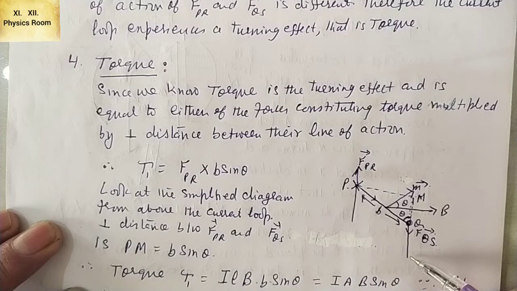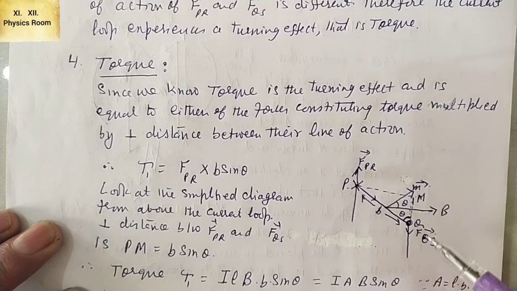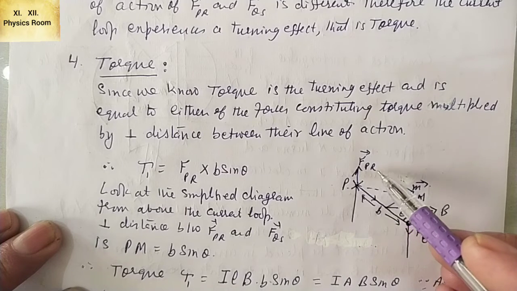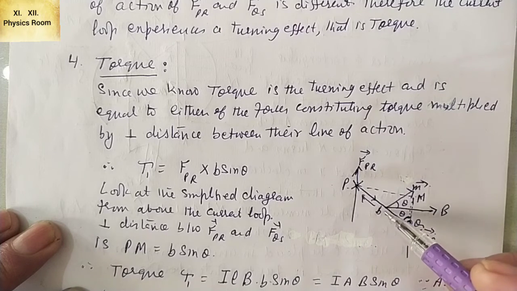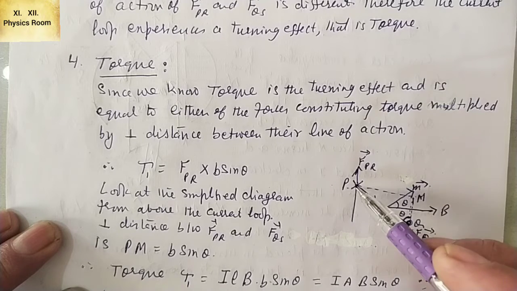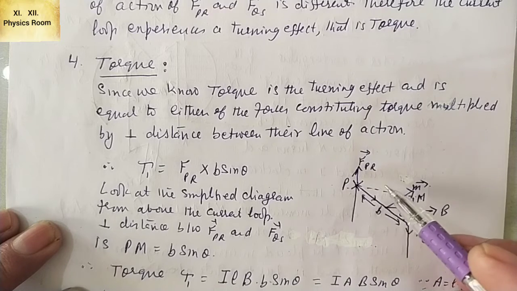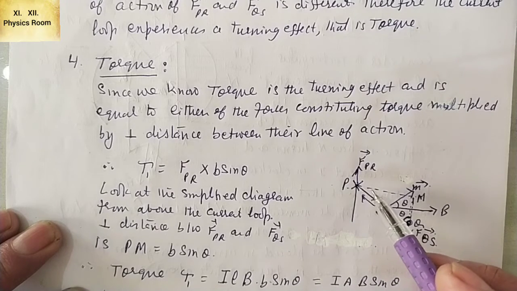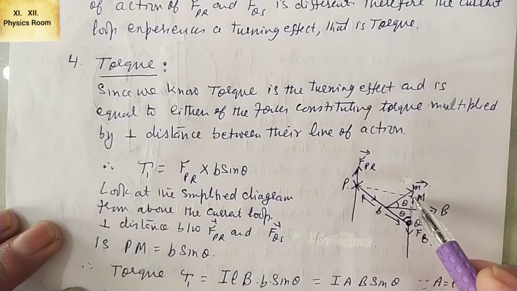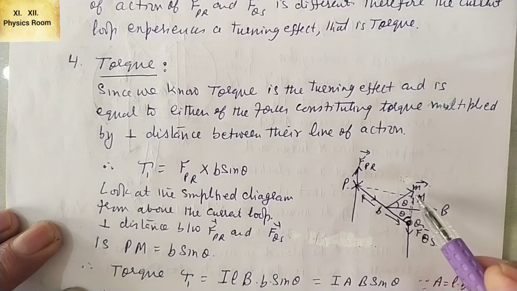Therefore torque will be equal to either of the forces, either you take F_PR or you take F_QS. We take F_PR into the perpendicular distance between the line of action of the two forces. The perpendicular distance between the line of action of the two forces is PM. We extend it back, and from here we draw perpendicular PM, then PM is the perpendicular distance between the line of action.